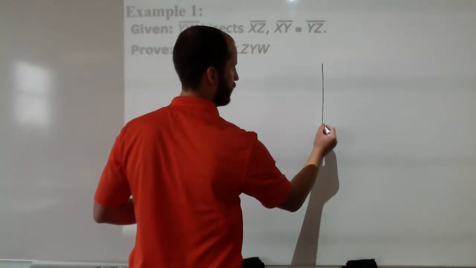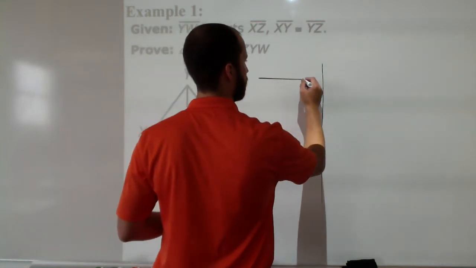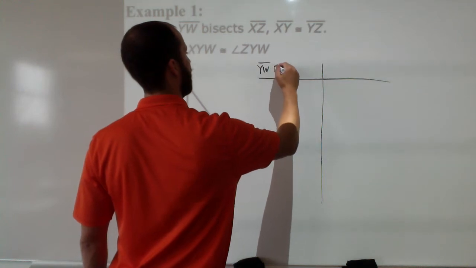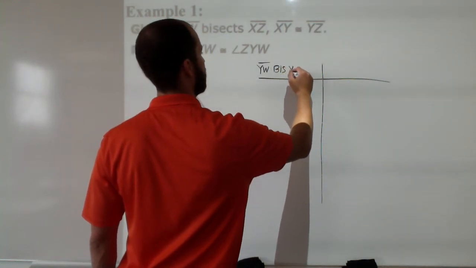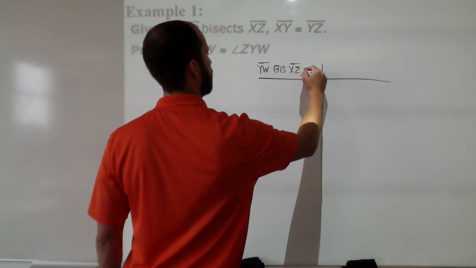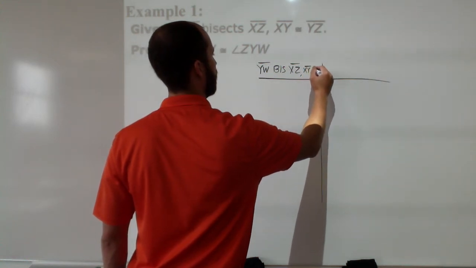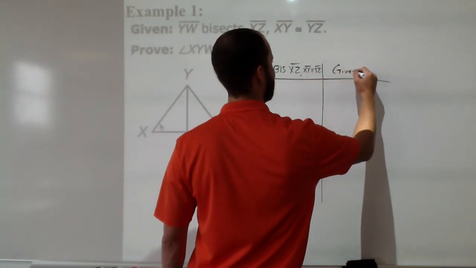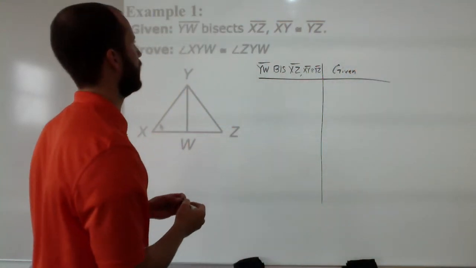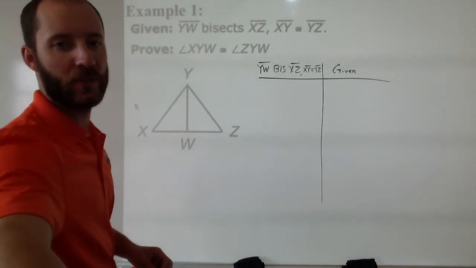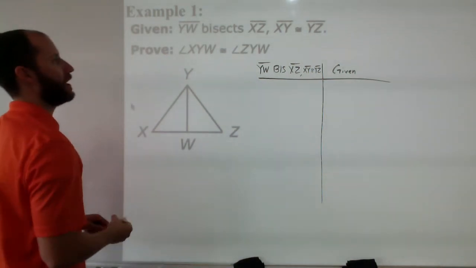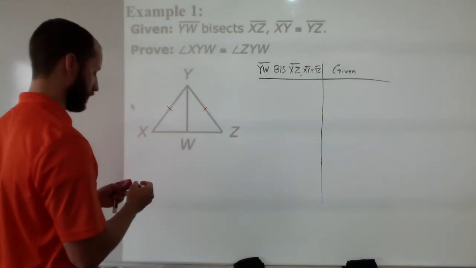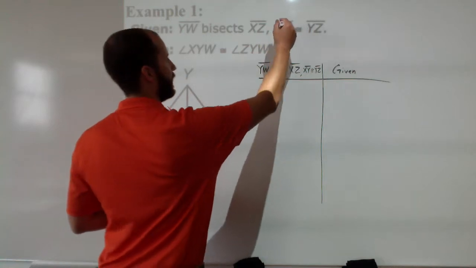So let's go ahead and get our 2-column table going. We have YW bisecting XZ. Then we also have XY, I'm running out of room, congruent to YZ. That is our given information. Okay, so let's go ahead and use these givens. I'm going to start by marking up the diagram. XY is congruent to YZ. There we go. So I've used that given.